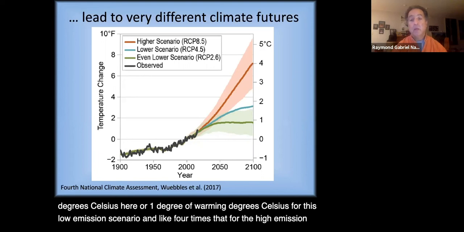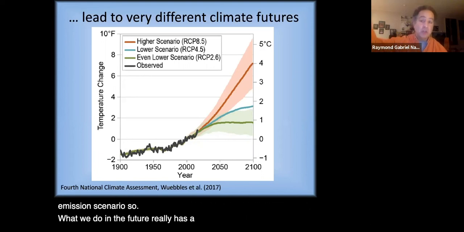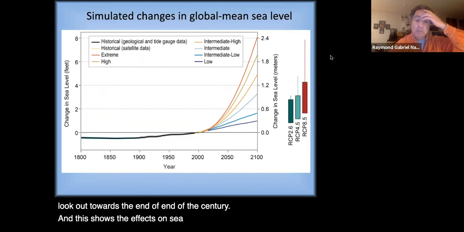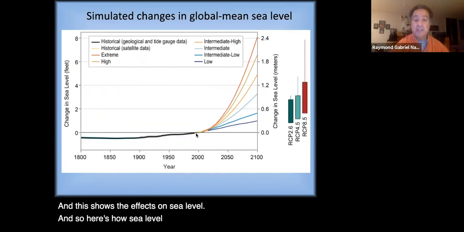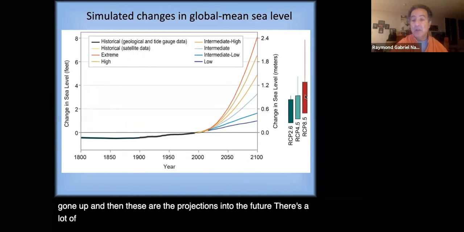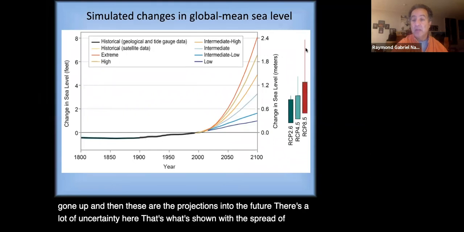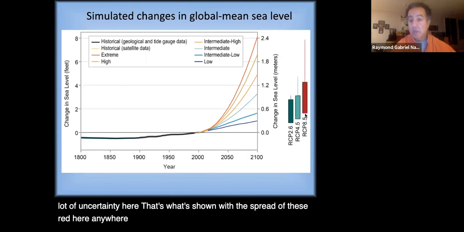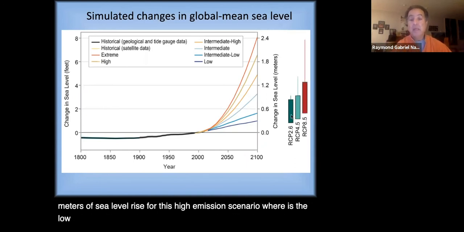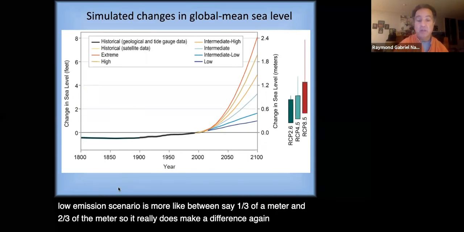So what we do in the future really has a big impact, especially as you look out towards the end of the century. And this shows the effects on sea level. Here's how sea level has changed since 1800. You can see it's gone up, and then these are the projections into the future. There's a lot of uncertainty here, shown with the spread of the red, anywhere between half a meter or so of sea level rise by 2100 to more than 2 meters for this high emission scenario. Whereas the low emission scenario is more like between 1/3 of a meter and 2/3 of a meter. So it really does make a difference, particularly towards the end of the century.